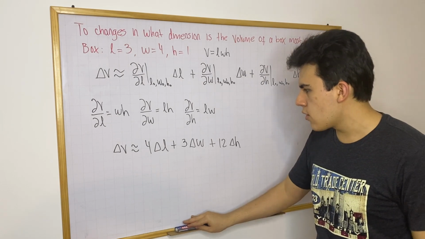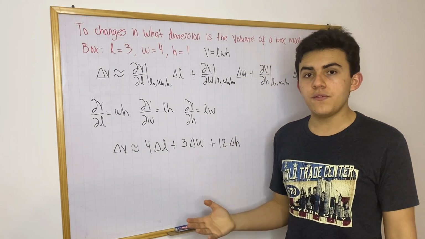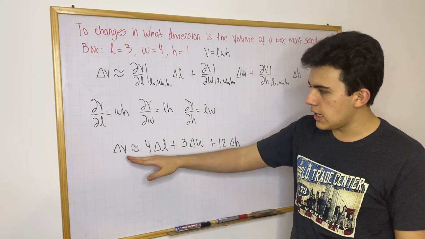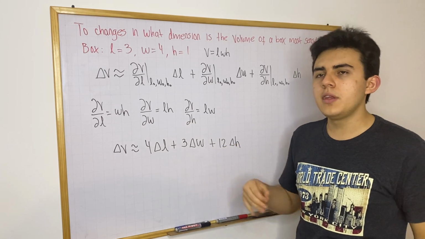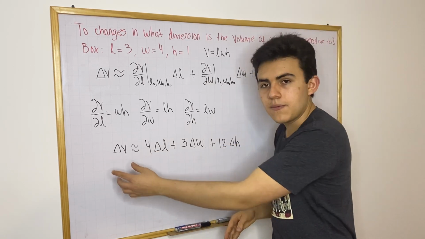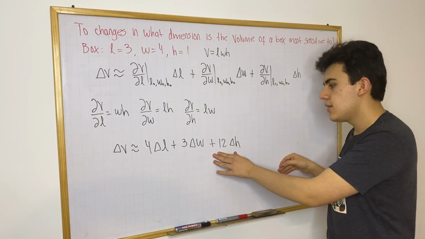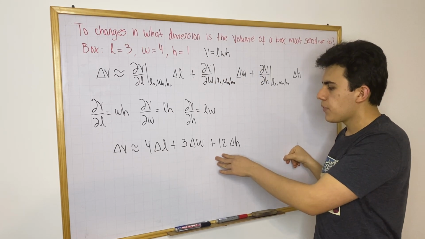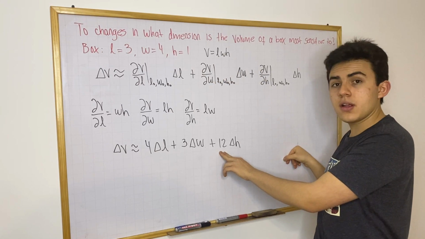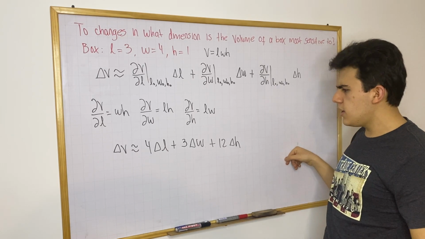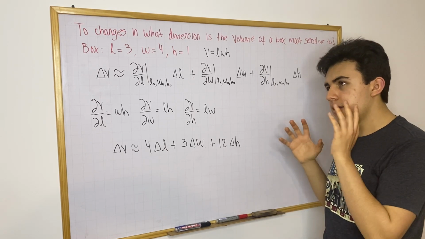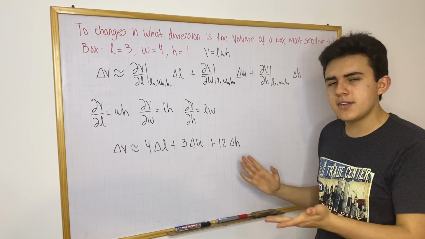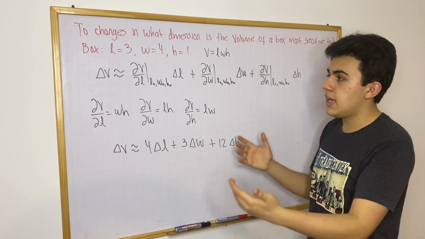Well, as I said before, the dimension with the greatest coefficient will create the greatest change in volume, or will be the cause of the greatest delta V. Now, the height, even though it's the smallest dimension, is going to be the dimension with the greatest coefficient, okay? And that's going to be really interesting because I think the only way you can reason why this is the case is by looking at a box.